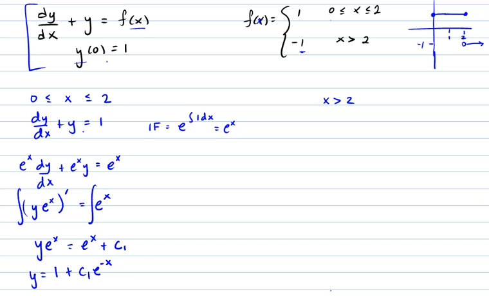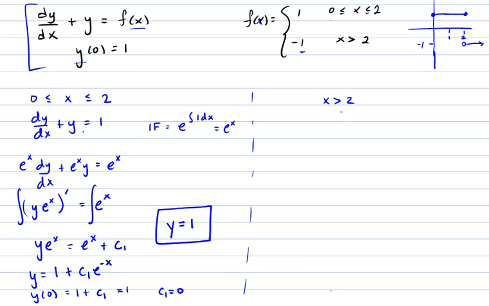Now, the initial condition tells me that y of 0 is 1, so if I try that here, y of 0 is equal to 1 plus c1 e to the 0, which is 1, and that needs to be 1. So that c1 here is 0. So then y, and I'm going to write it here, y is equal to 1 in this case. This is when x is between 0 and 2.